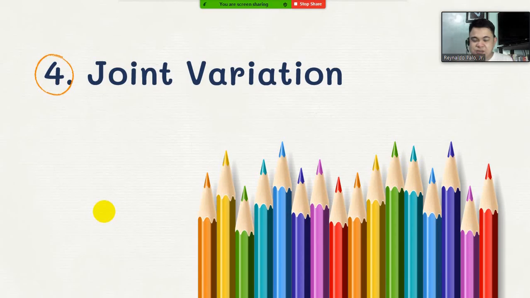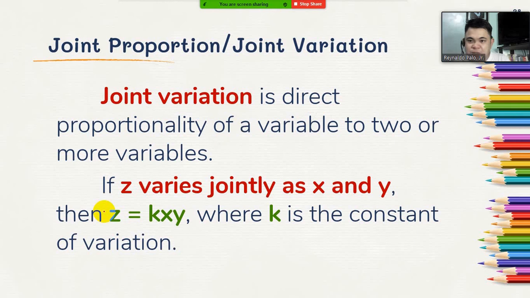Let's proceed. Let's have joint variation. What is a joint variation? A joint variation is direct proportionality of a variable to two or more variables. It means that this is also direct variation, but we are talking about two or more variables. In symbol, if Z varies jointly as X and Y, then Z, which is our dependent variable, is equal to KXY.